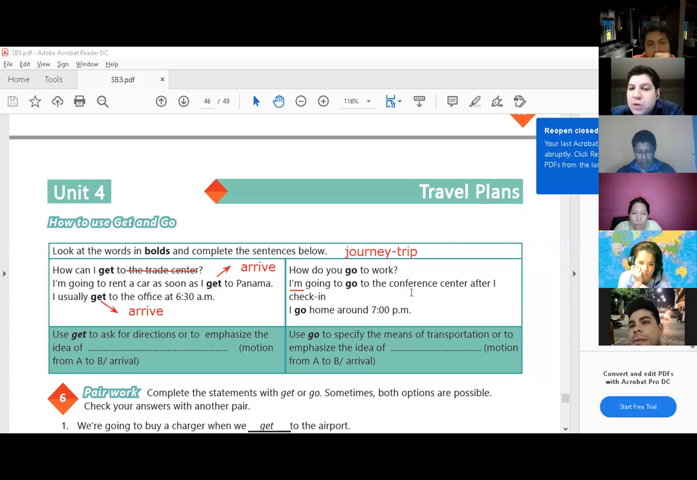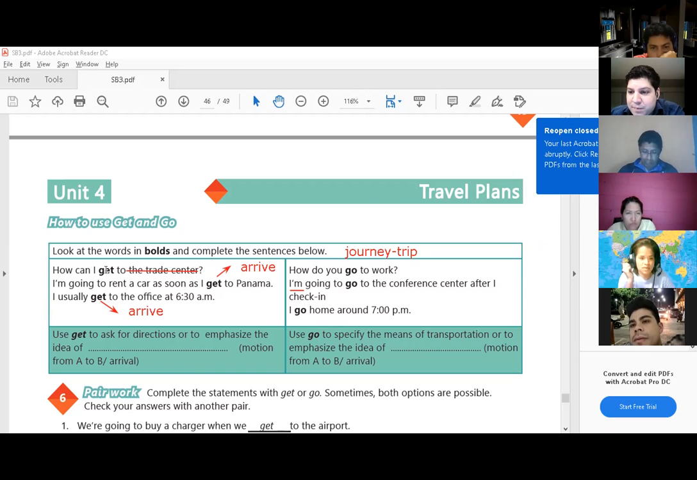Yeah. I'm going to go to the conference center. Voy a ir al centro de conferencias. I go home around 7 p.m. Voy a casa alrededor de las 7. So, hacemos énfasis en el viaje en sí. Y get hace énfasis en llegar.